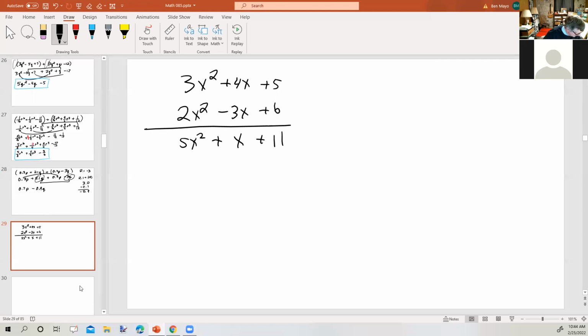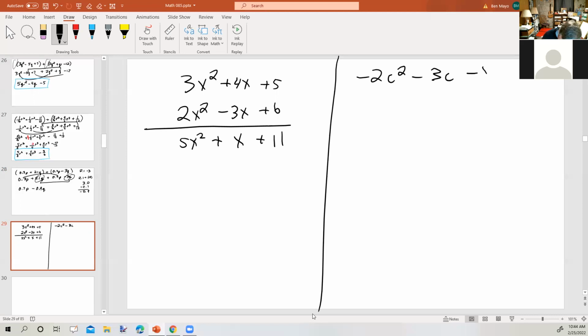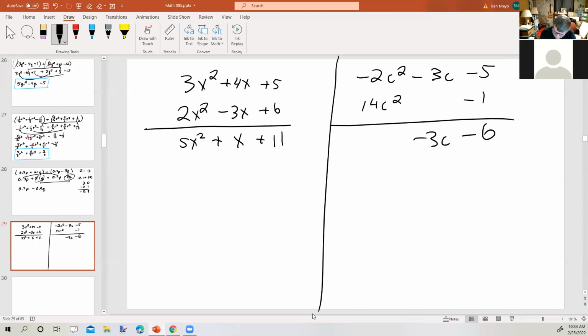All right, how about this one? Negative 2c squared minus 3c minus 5. Add to that 14c squared minus 1. So we're going to add these up. Well, negative 5 plus negative 1 is negative 6. And then we've got what? Minus 3c, minus 2c squared plus 14c squared is 12c squared.